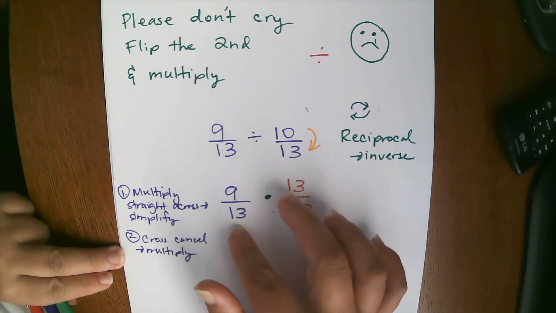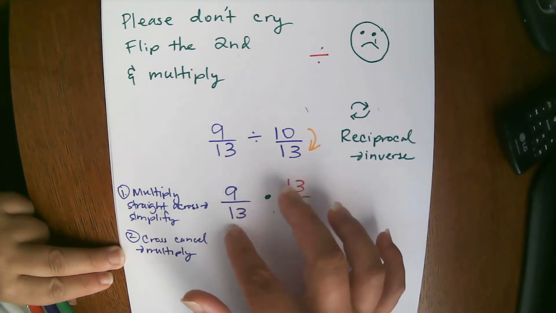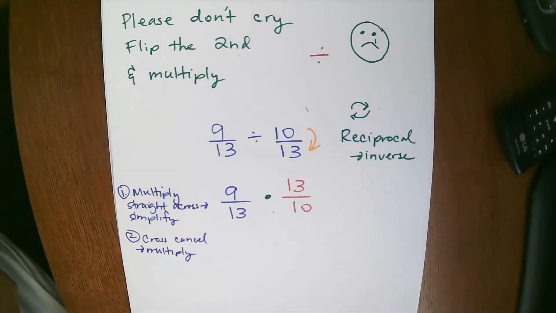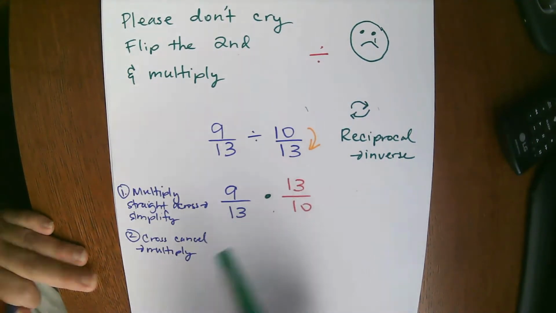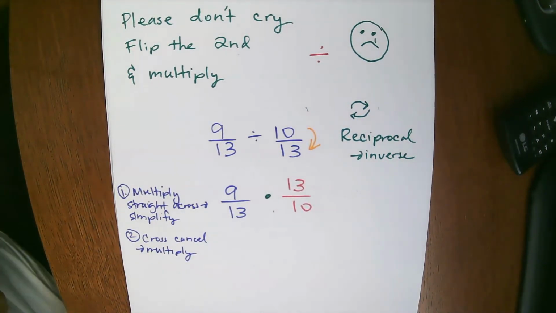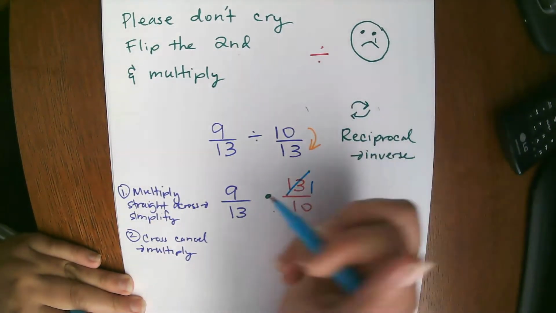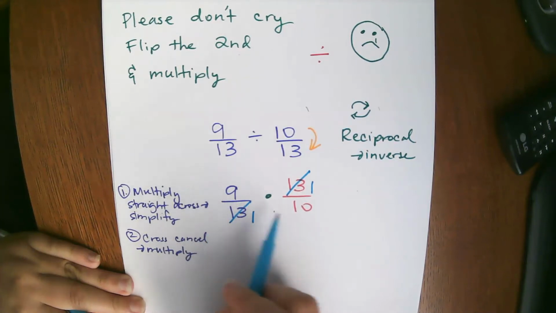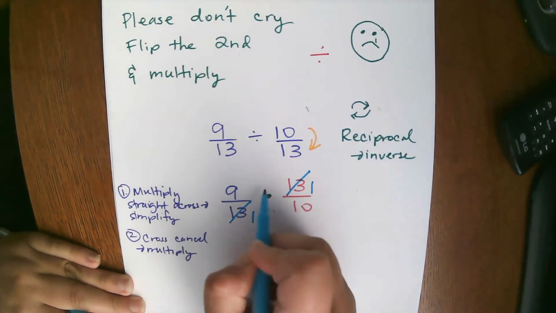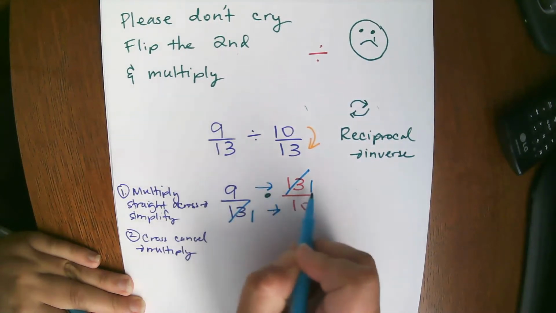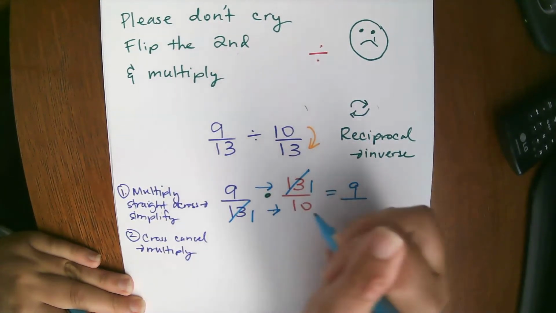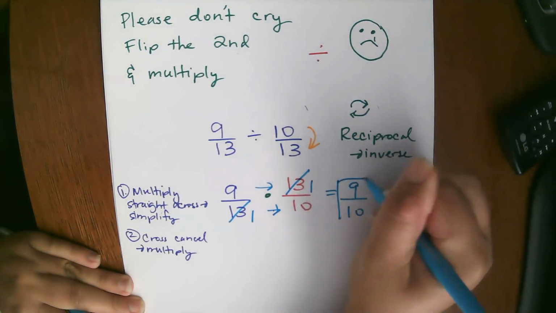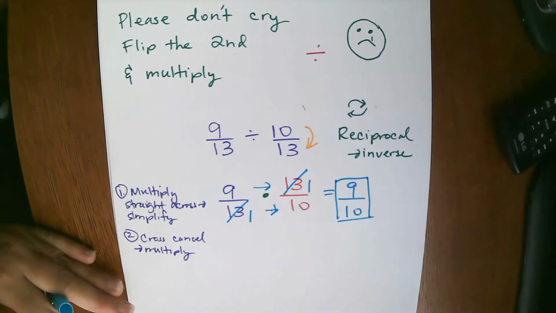So I'm going to look at my numbers that are diagonal to each other. So I have a 13 and a 13. Does 13 and 13 have a common factor? Yes, it does. 13. So I'm going to divide 13 and 13 by 13. So 13 divided by 13 is a 1, and 13 divided by 13 is a 1. How about 9 and a 10? Does 9 and a 10 have anything in common? Nope, they don't. So next I'm just going to multiply straight across. So 9 times 1 is 9, and 1 times 10 is 10. And my answer is 9/10.